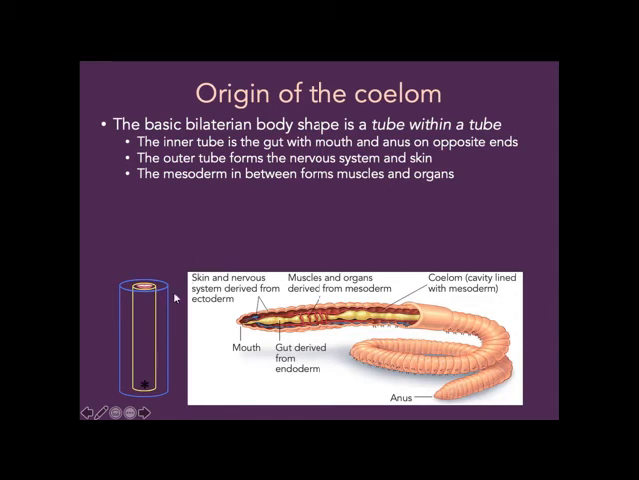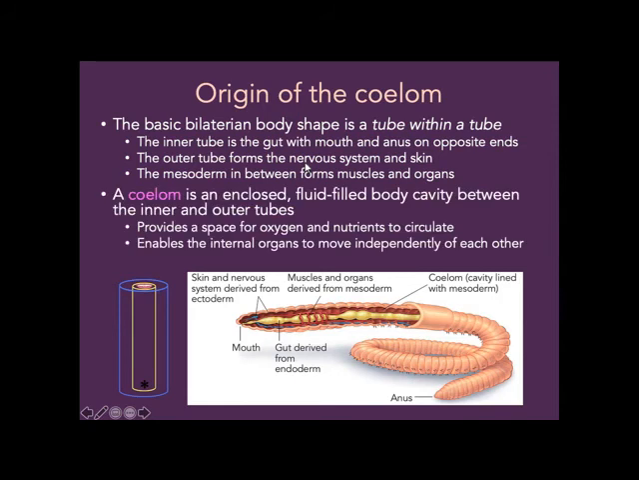One end of the ectoderm has a mouth on it, the other end has an anus, right? All right, so the inner tube is the gut, with the mouth and the anus on opposite ends. The outer tube will form the nervous system and the skin, or on the outside, the blue part, and then the mesoderm in between will form the muscles and the organs.